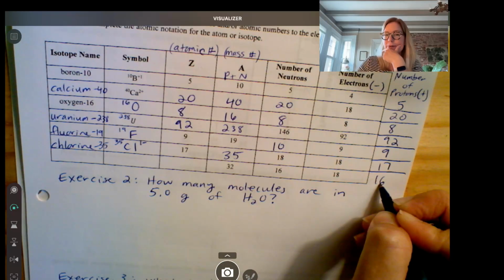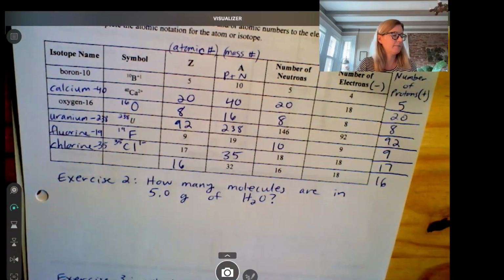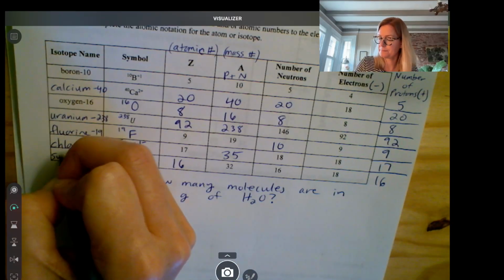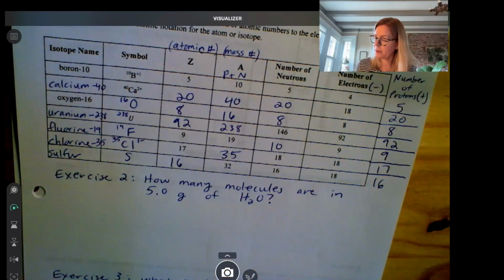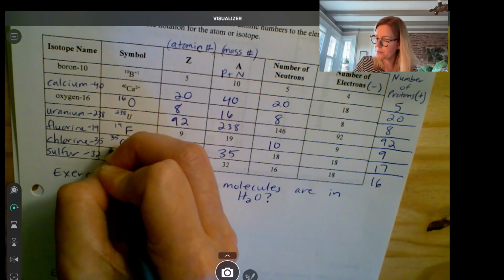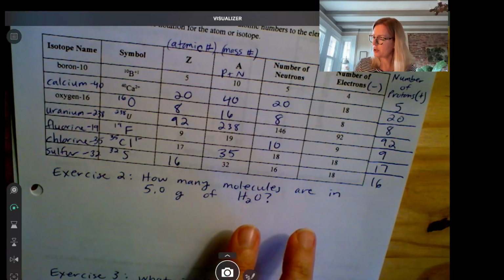So if it has 16 protons, the atomic number is 16. Atomic number 16, that's sulfur, which is an S, okay? And remember, we put the mass number after it. Sulfur 32, 32S. Let's see if it has a charge, okay?